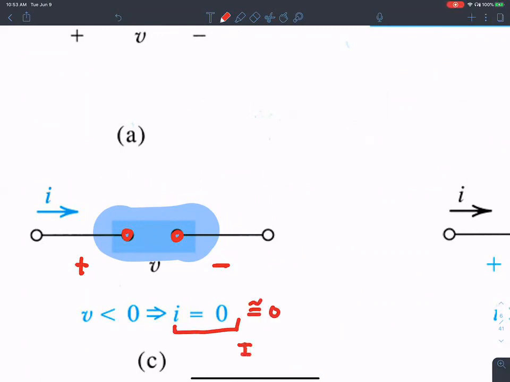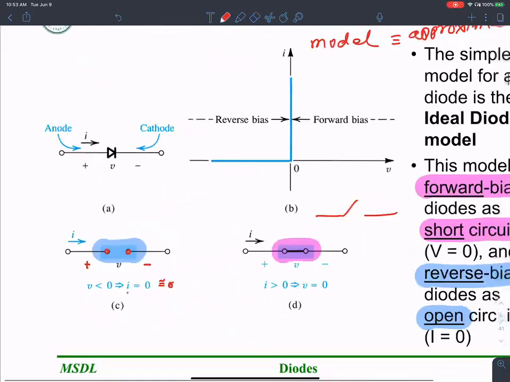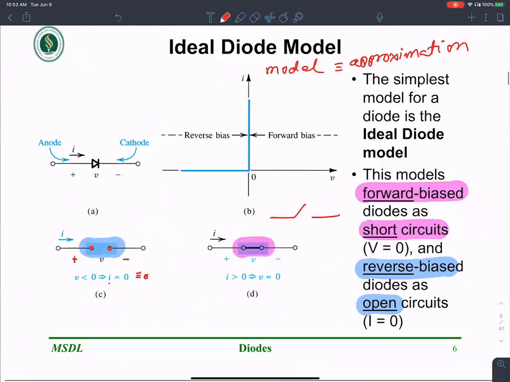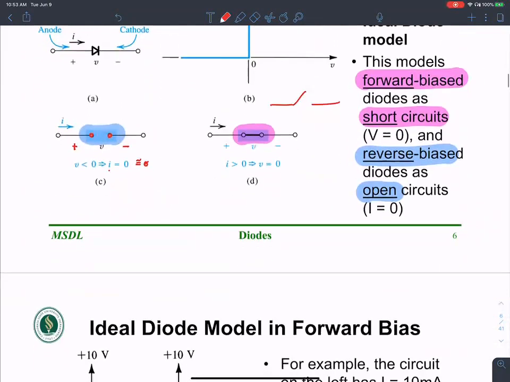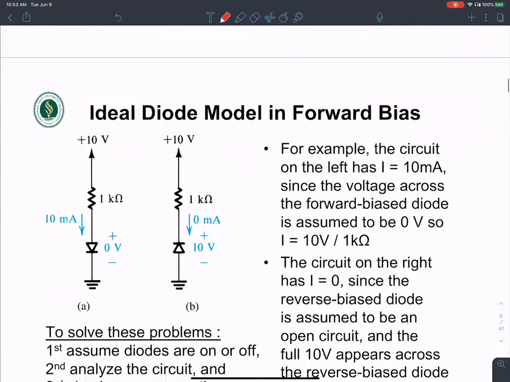But that's not the case. We know there is some reverse bias current flowing in there, IS, right? But we ignore that and we approximate this to be roughly zero. In the forward bias mode, we assume this to be a short circuit, a short circuit with zero resistance. So this is the ideal diode or the simplest diode model, the ideal diode model in a forward bias.